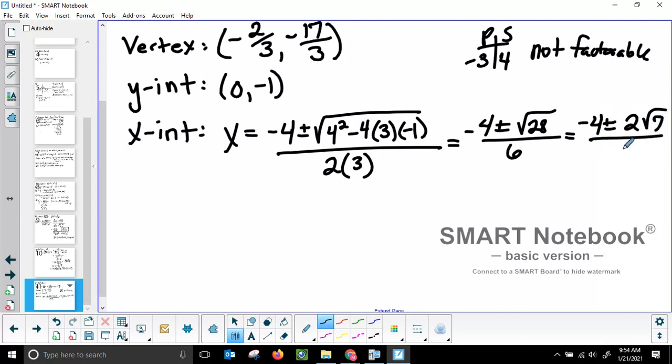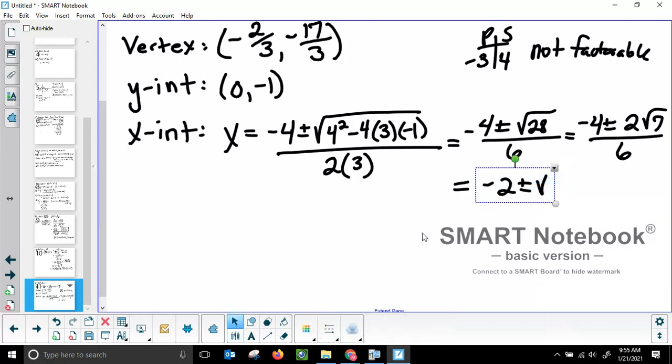which is negative 4 plus or minus, this is divisible by 4, so that's 2 square roots of 7 all over 6. All right, and since all of these are divisible by 2, we can reduce this to negative 2 plus or minus square root of 7 all over 3. Right? And that's sufficient for your x-intercepts. Of course, if in a multiple choice test, if they're all decimals, that's fine. Just plug that into your calculator and get the decimal.